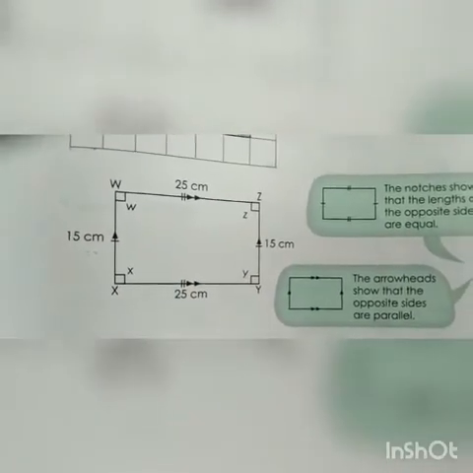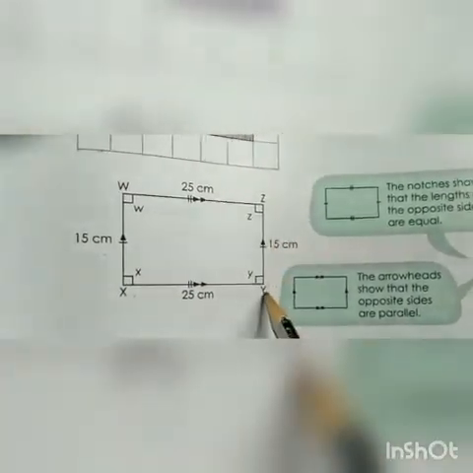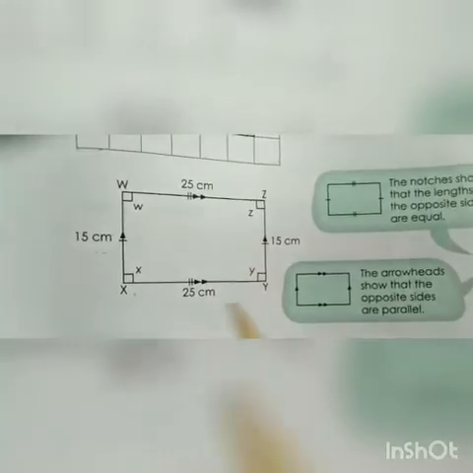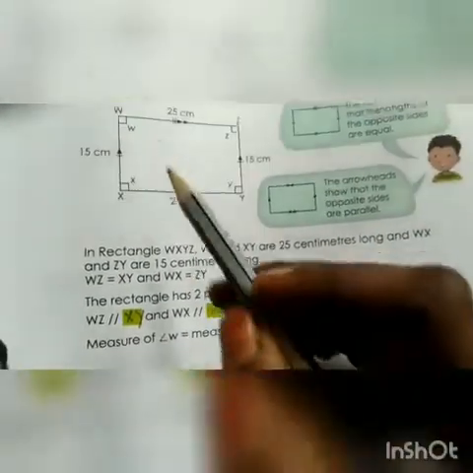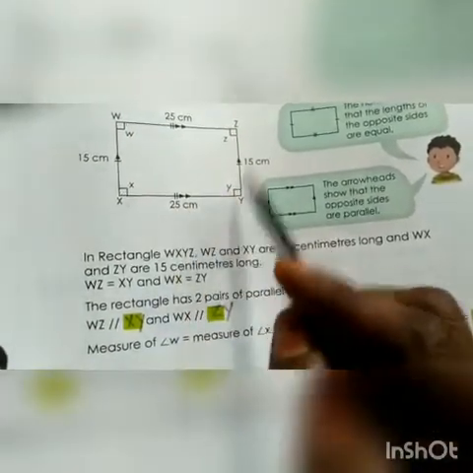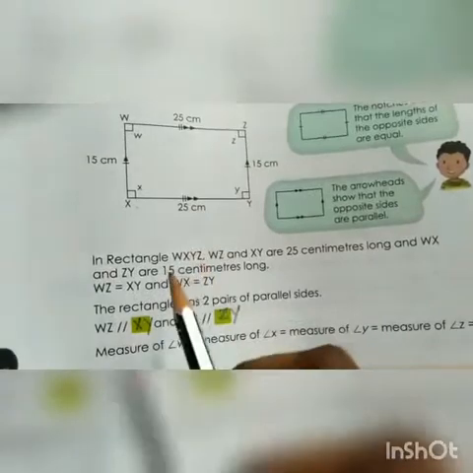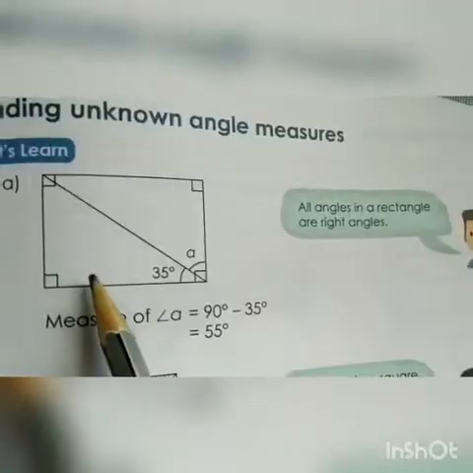And how can we say this is parallel? WX is parallel to ZY and WZ is parallel to XY. According to the angles, as I already said, angle W, angle X, angle Y, angle Z show a right angle. Right angle means 90 degrees. Look at the figure.